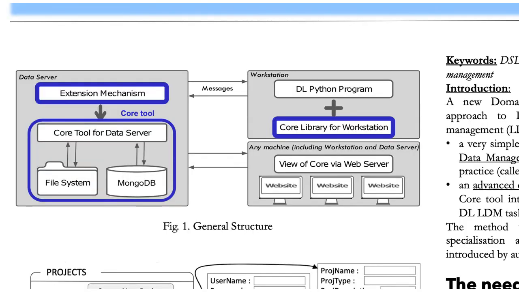Our solution consists of three main parts: Core Tool, which is a simple deep learning lifecycle data management tool stored on a data server; a core library, installed on the workstation of the deep learning expert. It sends messages to the data server; and a core extension mechanism stored on the data server allows extension of the bare bones core tool to great levels of customization. For extension, metamodel specialization is used.